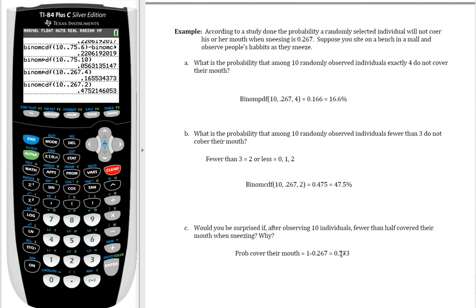So that's the likelihood of them covering their mouth. Well, if it says fewer than half covering their mouth, then I can consider Binomcdf, because fewer than half would be 0, 1, 2, 3, or 4. That'd be less than half of the 10 individuals. I can do that with 10 trials, probability of success of 0.733. In this case, success is actually covering their mouth. And then up to 4 individuals.